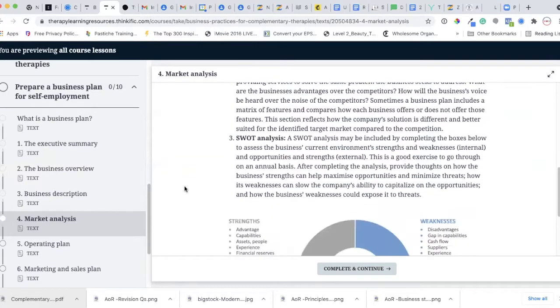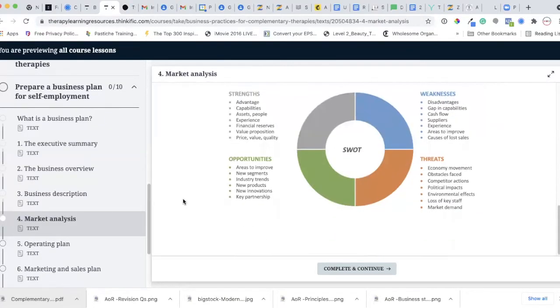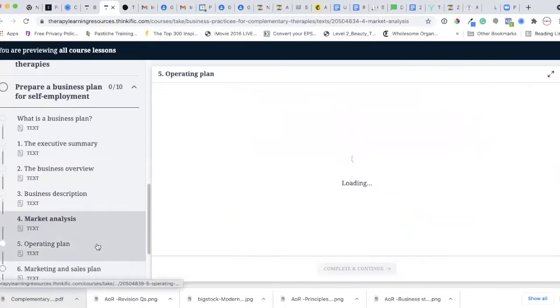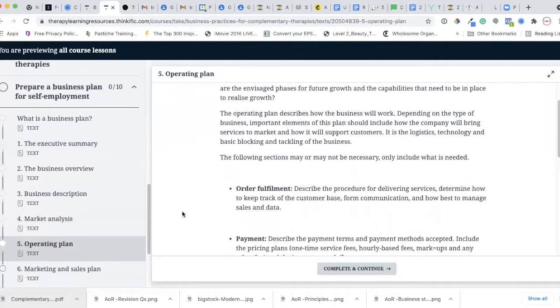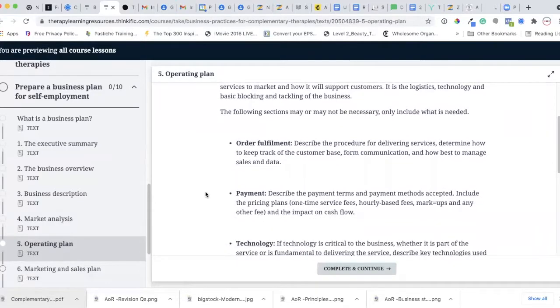Okay. SWOT analysis is very conventional. I think most people understand the concept of your own strengths, weaknesses, opportunities, and threats within your business. The operational plan is detailing the word order fulfillment, which basically is how a client's going to book with you.